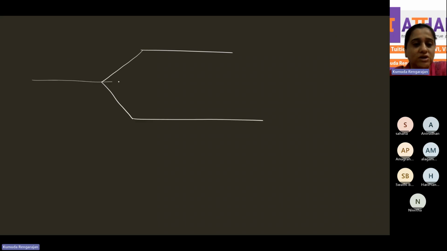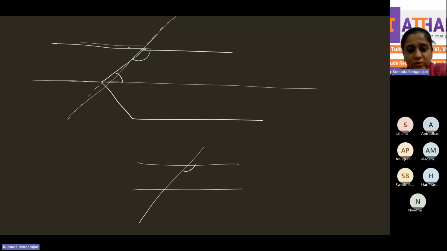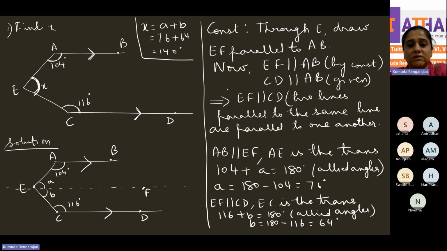Dear children, the figure is like this. This is our construction. Just produce the lines to understand the figure better. This is one transversal. These are the two parallel lines, this line and this line, and this is the transversal. Can you make out this angle and this angle? They're allied angles. Two parallel lines and a transversal. Between 104 and A, they're allied angles.